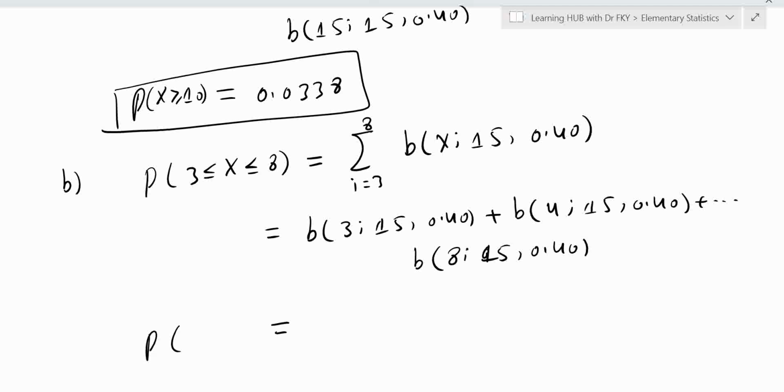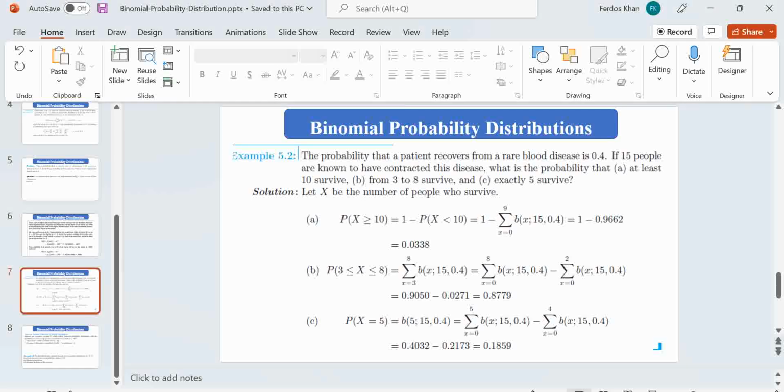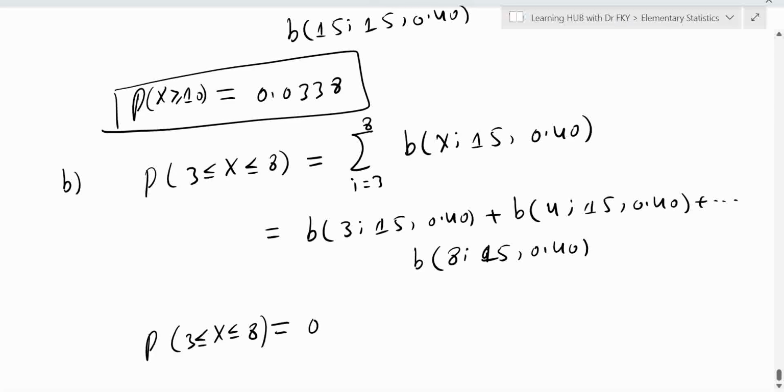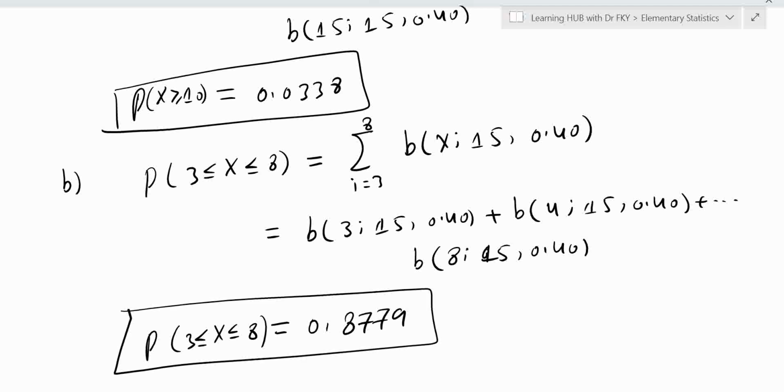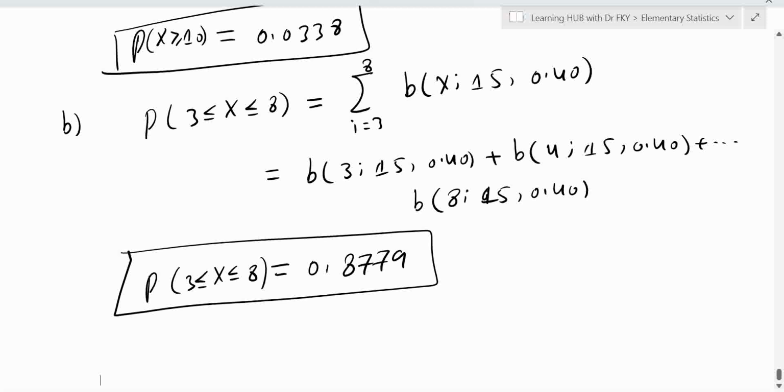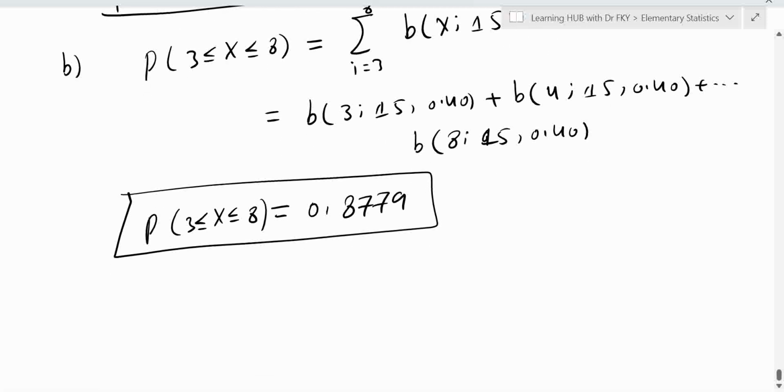Probability will be 3 to 8 recoveries. This probability is 0.8779. This is a high probability as compared to the other. Now see, this part is a little simple.